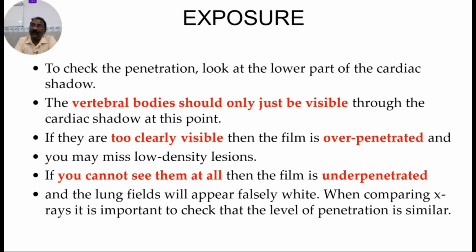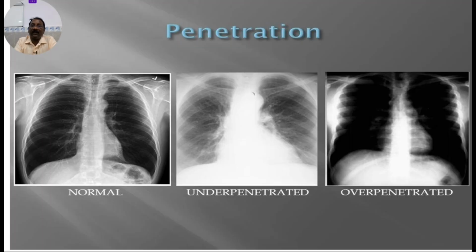If they are just seen, good penetration. If all the ribs, all the vertebrae are well seen, it is over penetrated. Not at all seen, it is under penetrated. So these are the differences here. The first one is the normal. See, the vertebral bodies are just visible. Under penetrated, you are not seeing anything here. In the over penetrated, you are seeing all the vertebral bodies there. So that is the difference between the under penetration and the over penetration.